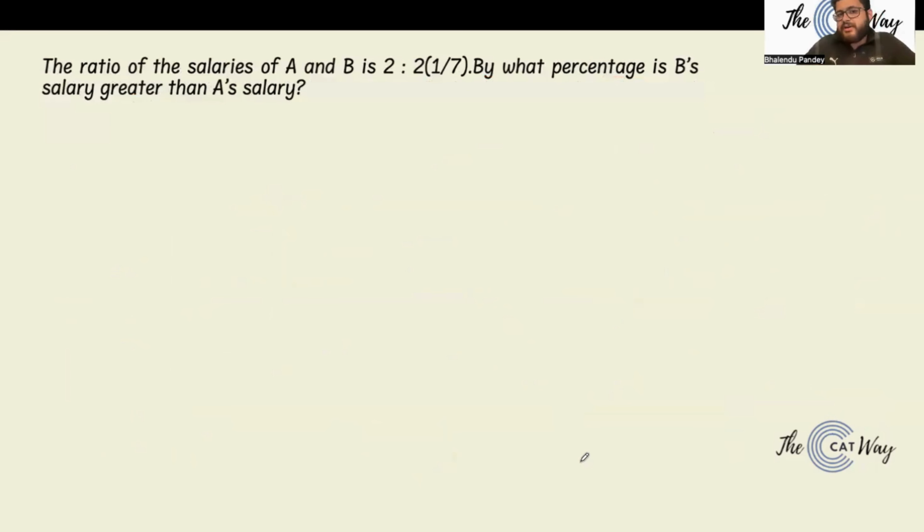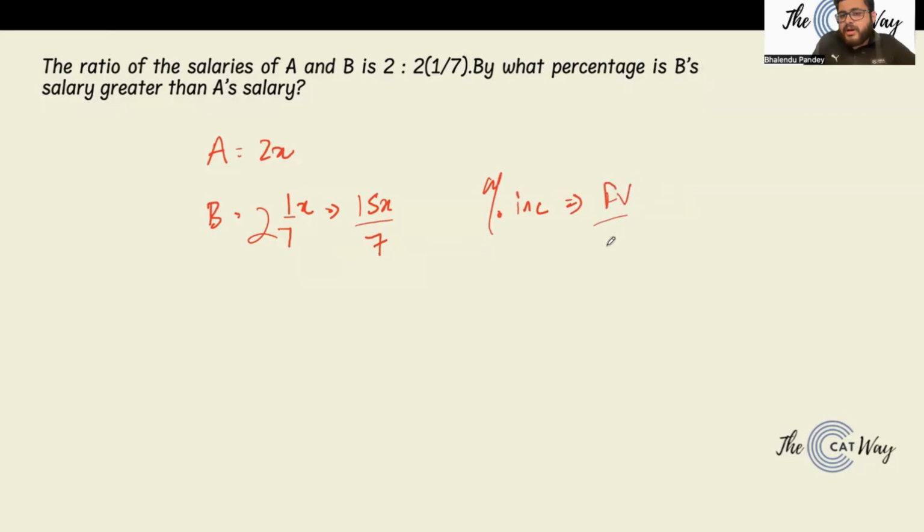The ratio of salaries of A and B is 2 : 2 whole 1 by 7. By what percentage is B's salary greater than A? So let's say that A's salary is 2x and B's salary is 2 whole 1 by 7x. This can be written as 15x by 7, right? How do you calculate the percentage increase or percentage decrease? It's nothing but final value by original value. Now original value is basically what?